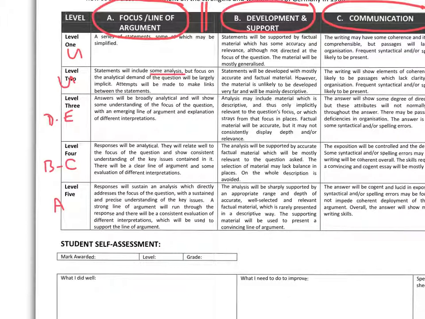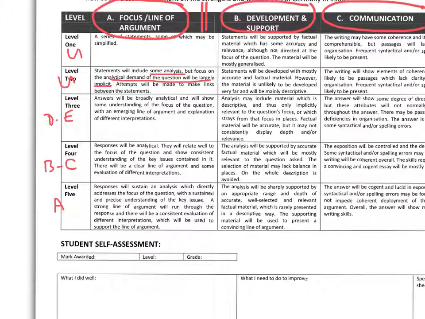But as you can see here for level U, although there is some analysis, the analytical demand will be largely implicit. Now implicit basically means it's implied. The examiner's got to work hard to see that it is analysis. In short, you've got to be very, very explicit in the way in which you analyse, make it very clear that you're answering the question.